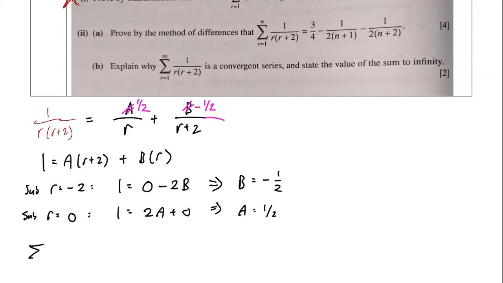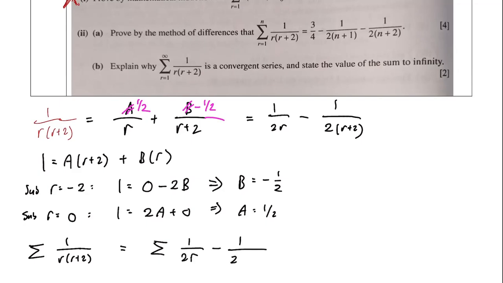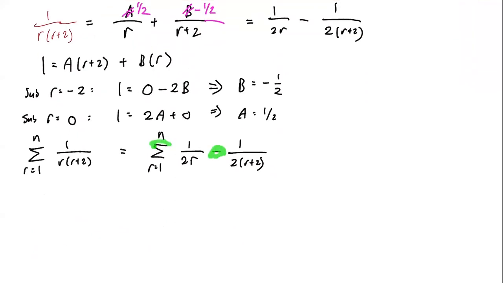Therefore the summation of 1 over r times r plus 2 will just be equal to the summation of each term. So half over r, or maybe I can make it look nicer. This will be 1 over 2r minus 1 over 2 times bracket r plus 2. Then now you fill in the limits, r equals 1 to n. Now, every time you see a minus sign followed by a summation, you know you need to use method of difference. Sub in the first three, sub in the last three.